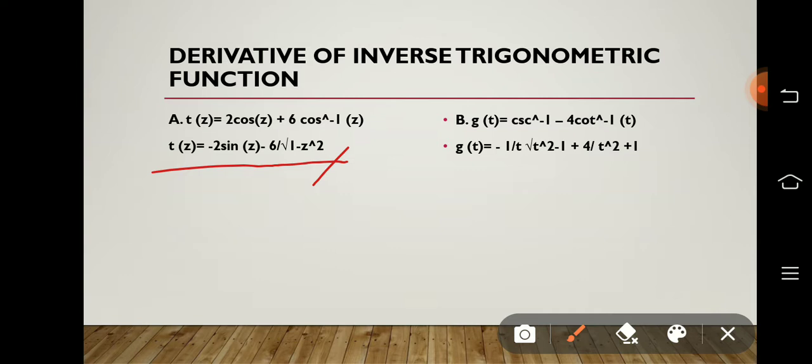Okay, let's go to the second given, which is g of t equals cosecant raised to negative 1 of t minus 4 cotangent raised to negative 1 of t. Same strategy as number 1. So g prime of t equals negative 1 over t square root of t squared minus 1 plus 4 over t squared plus 1.